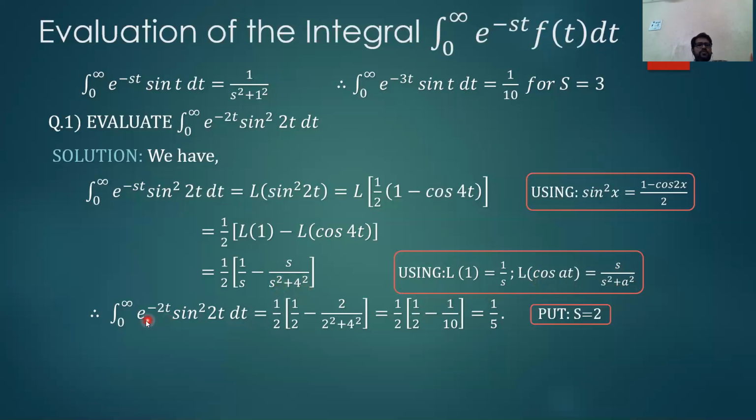Now again we have to equate e raised to minus 2t and e raised to minus st. So here s equals 2. Substitute in this, instead of s write 2. So half, 1 by 2, and here 2 square plus 4 square. After simplification we get 1 by 5.